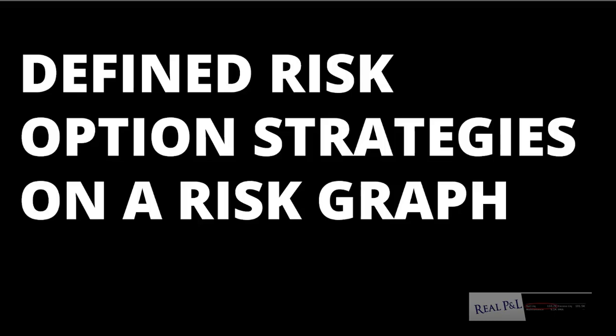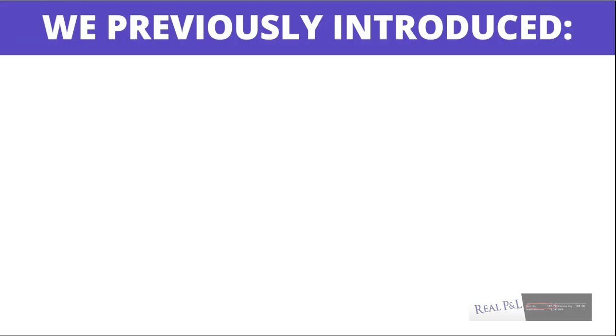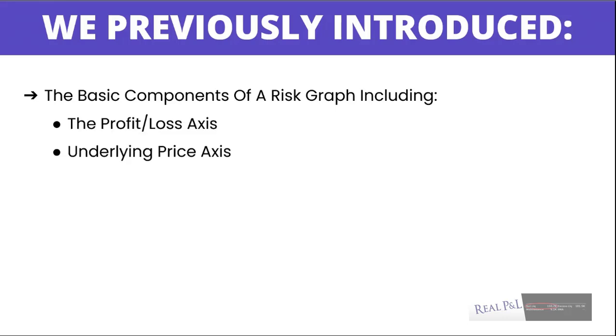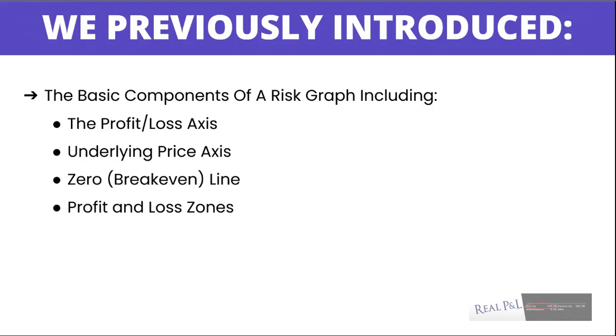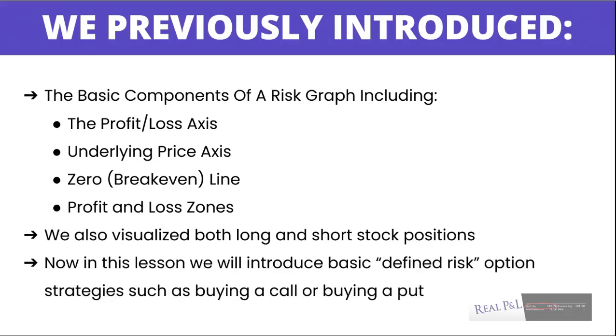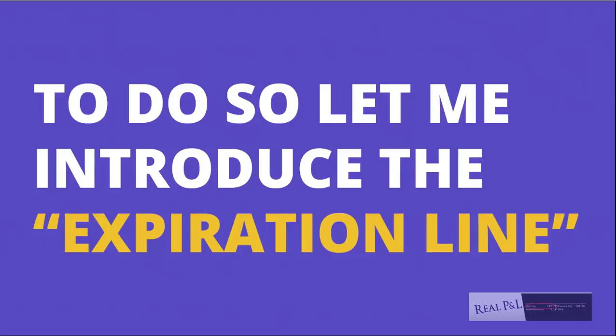Defined risk option strategies on a risk graph. We previously introduced the basic components of a risk graph, including the profit and loss axis, the underlying price axis, the zero break-even line, the profit and loss zones. We also visualized both long and short stock positions. Now, in this lesson, we will introduce basic defined risk option strategies such as buying a call or buying a put. To do so, let me introduce the expiration line.